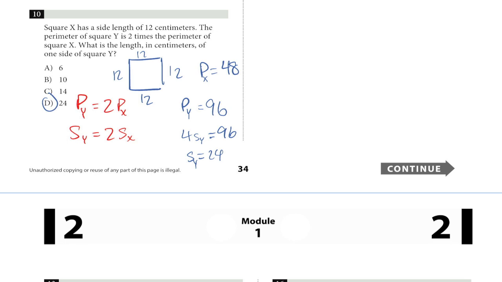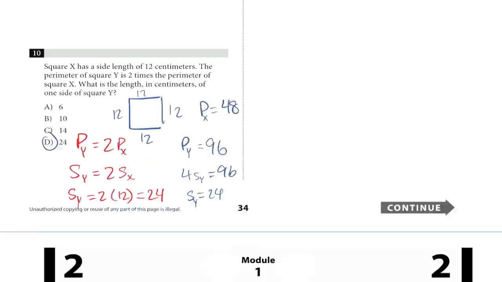If this was area of the square, this would be a different thing, but for perimeter, the factor for the perimeters, so that's what we're multiplying one perimeter by to get the other, is the same for the factor of the sides. So I could say that the side of y is equal to 2 times the side of x, which we know is 12. And so, again, we get the same answer of 24. All right.